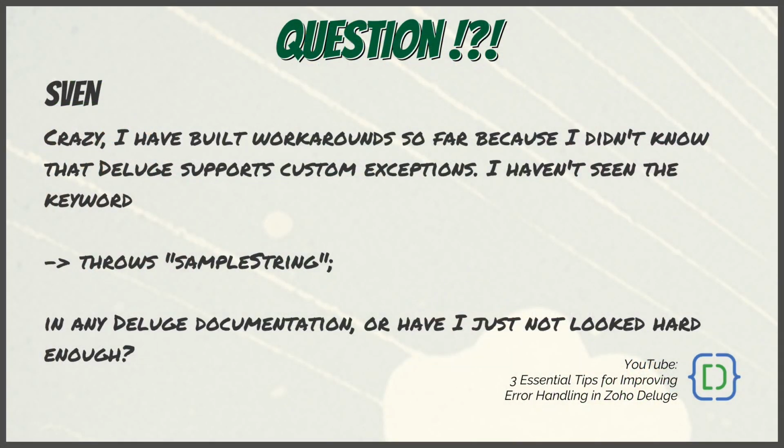This comes from a comment on one of my YouTube videos, 3 essential tips for improving your error handling in Zoho Deluge. Sven asks, am I crazy? I have built workarounds so far because I didn't know that Deluge supports custom exceptions. I haven't seen the keyword throws in any Deluge documentation, or have I just not looked hard enough? Well, Sven, don't worry, you're not crazy. It's not that you haven't looked hard enough. It's that Zoho doesn't seem to have it explicitly written down anywhere.